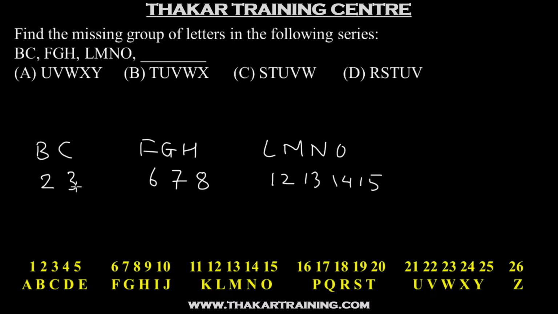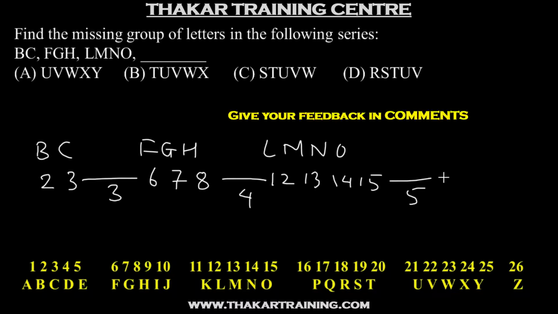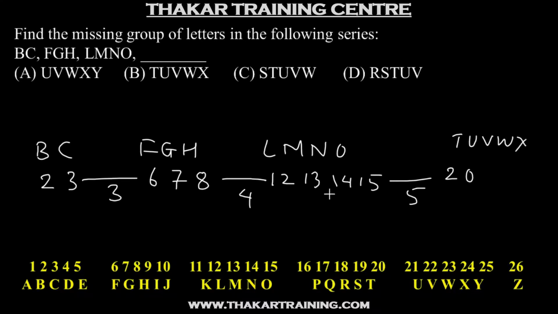So from the last letter of the first term to the first letter of the second term, we have a jump of 3. From the last letter of the second term to the first letter of the third term, we have a jump of 4. So here we should have a jump of 5. So the first letter of the required term should be at position 20, and then we should have 5 consecutive letters. So at position 20 we have letter T, and so the required term will be TUVWX. So the answer will be option B.